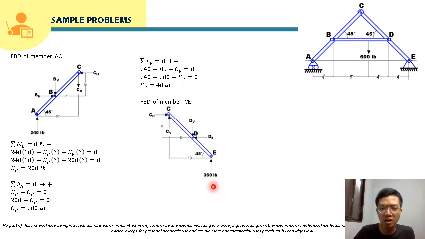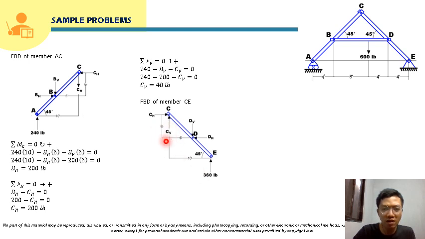Okay, so from here, we already know the reaction here at E, and we know that the horizontal reaction is 0. So this will just be 360 pound upward here. Okay, so from here, we already solved for CV, right?